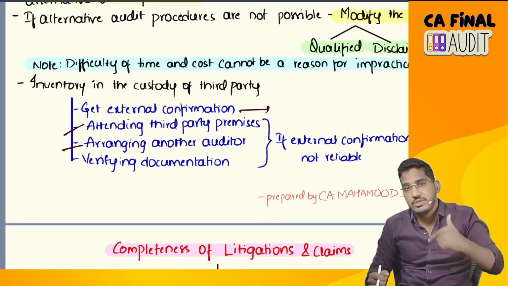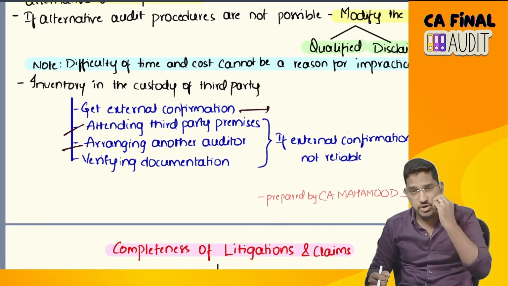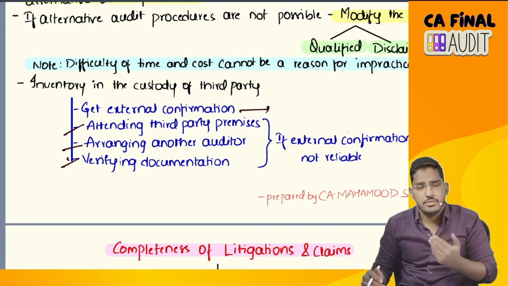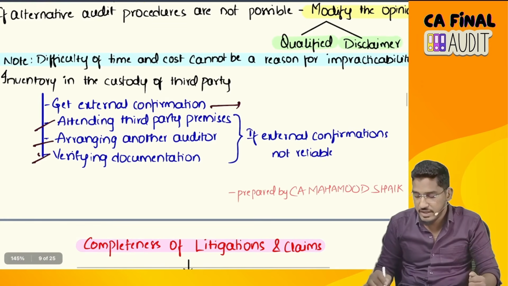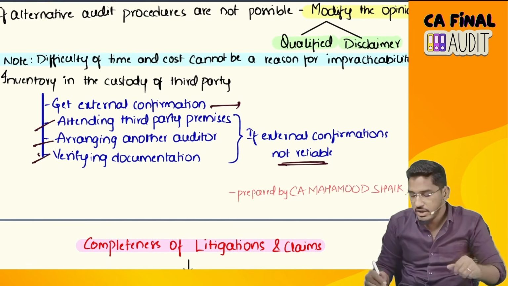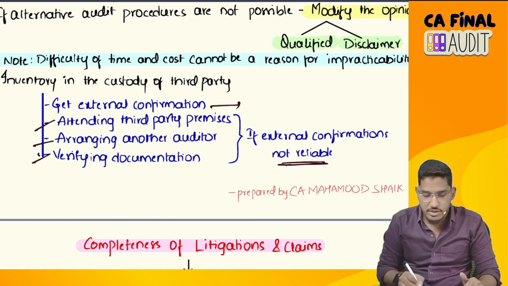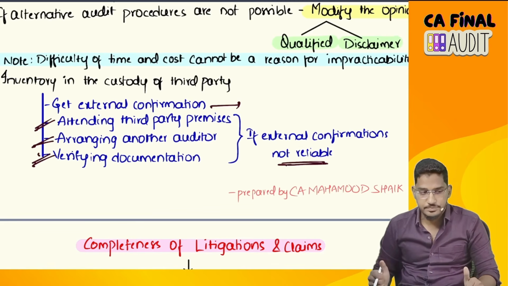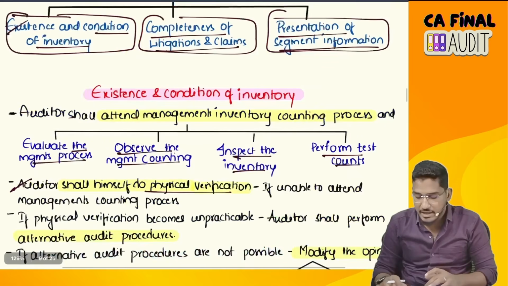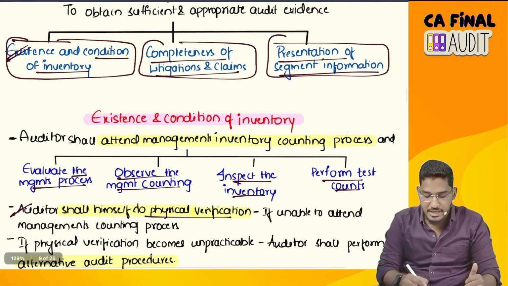If you know some other person who is at that location, arrange some other auditor to go and do the verification on your behalf, or you can even verify the documentation between that third party and your client when external confirmations are not reliable. If external confirmations are reliable, well and good. When external confirmations are not reliable, don't just stop with external confirmation, perform these extra steps also. Clear? Everybody understood?